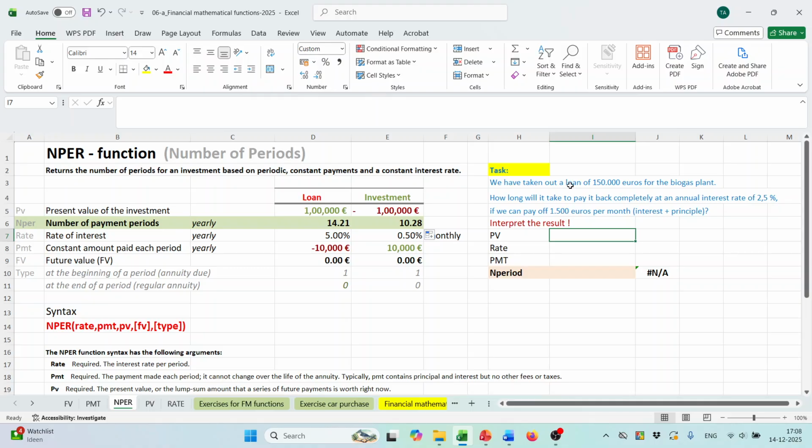And we also do another task. We have taken out a loan of 150,000 euro. So the loan is taken by the farmer, it is an inflow for the farmer, so this will be a plus 150,000 euro, and the rate is 2.5%, and payment 1,500 euro per month. So it is a monthly payment.